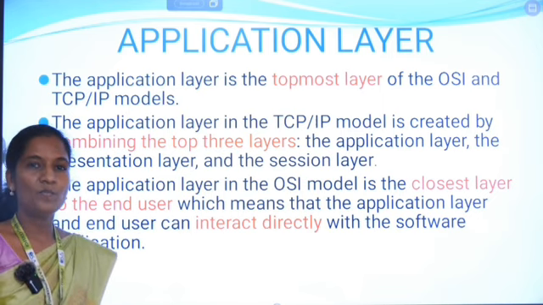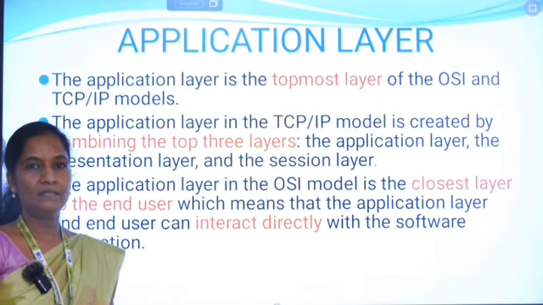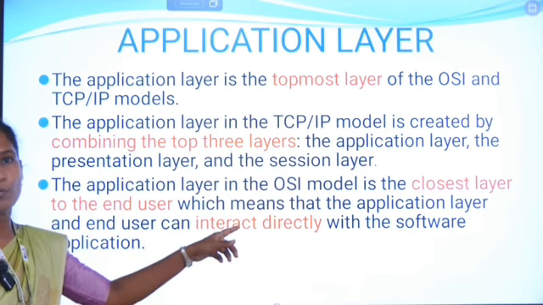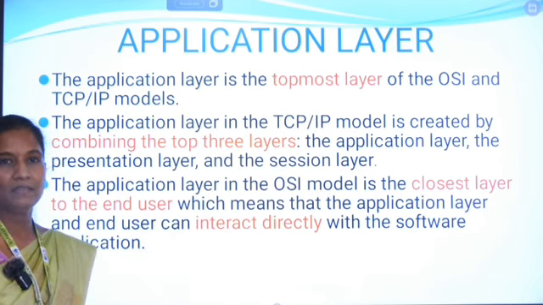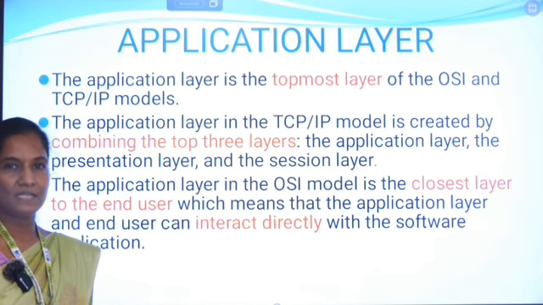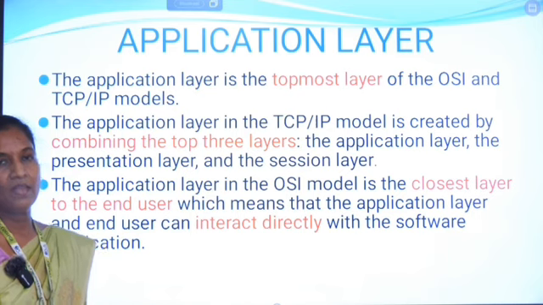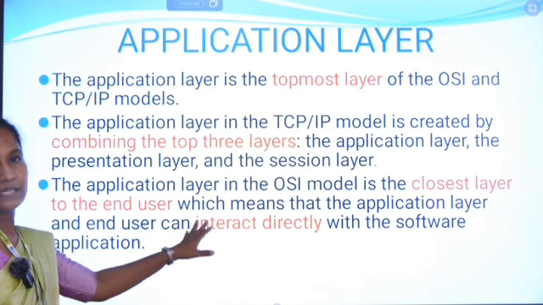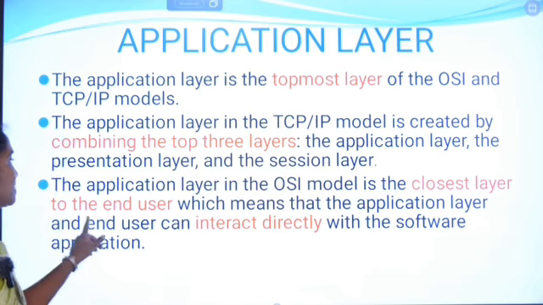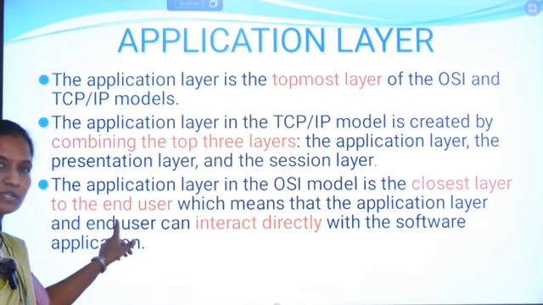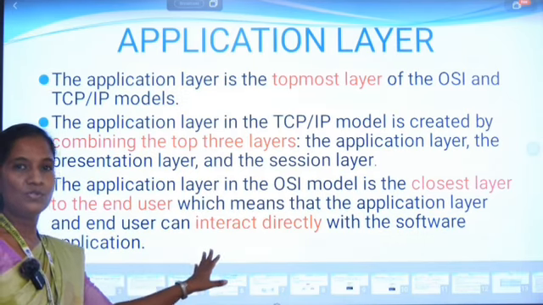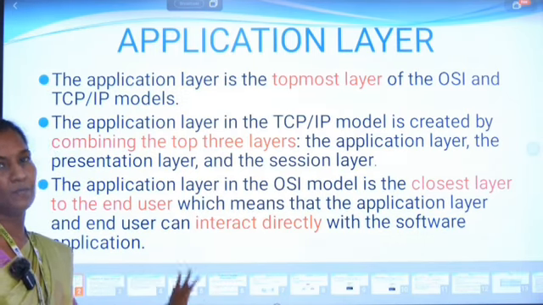Application layer is the topmost layer in the OSI and TCP/IP models. The application layer in the TCP/IP model is created by combining the first three layers, that is, the application layer, the presentation layer and the session layer. Next, in the second model called the OSI model, this is the closest layer to the end user, meaning this layer is used to interact with the software applications.